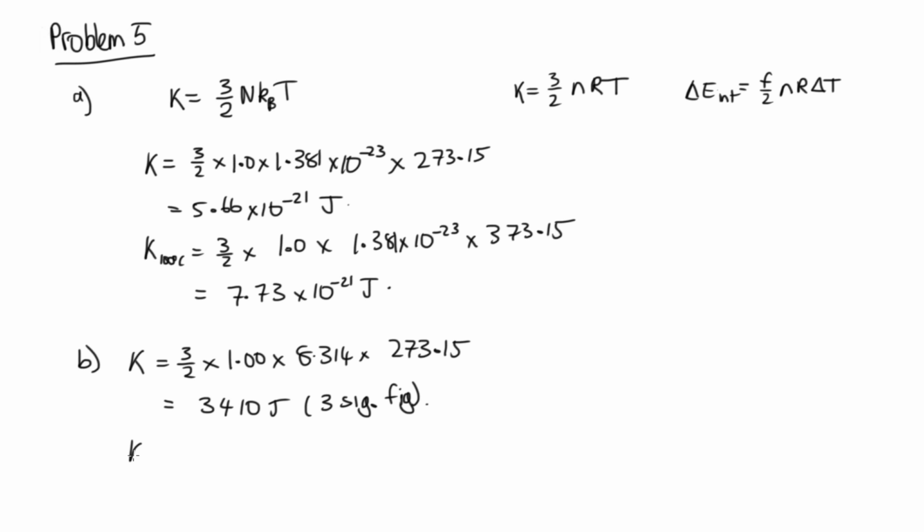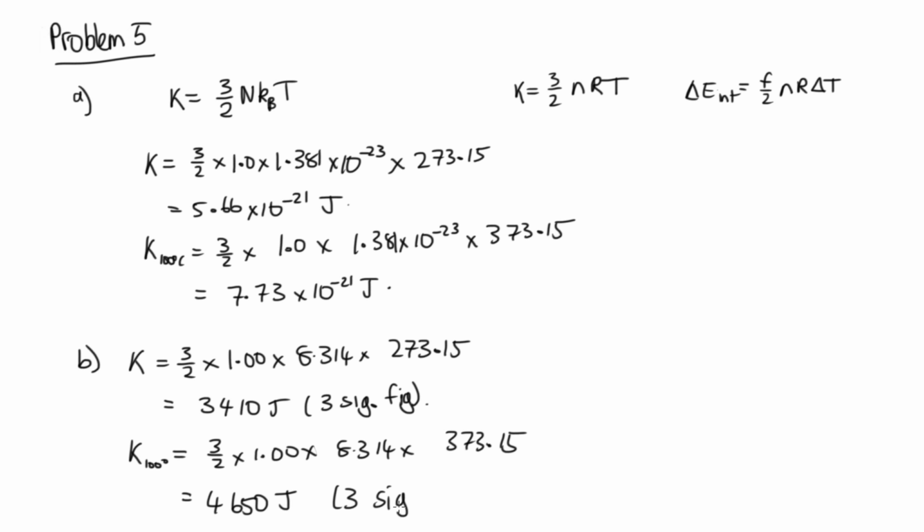And then at 100 degrees C, we've got 3 over 2 times 1 times 8.314 times 373.15. And this is equal to 4,650 joules. And that again is to 3 sig figs. Okay, so that's how we solve that problem.